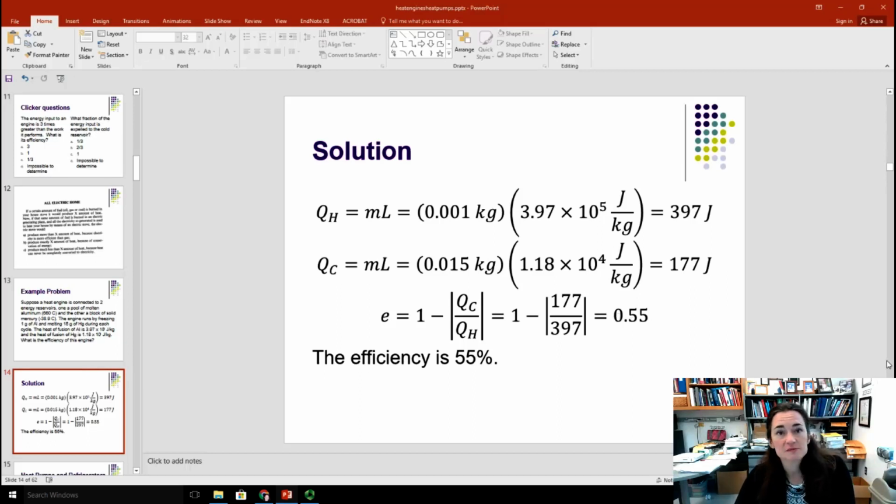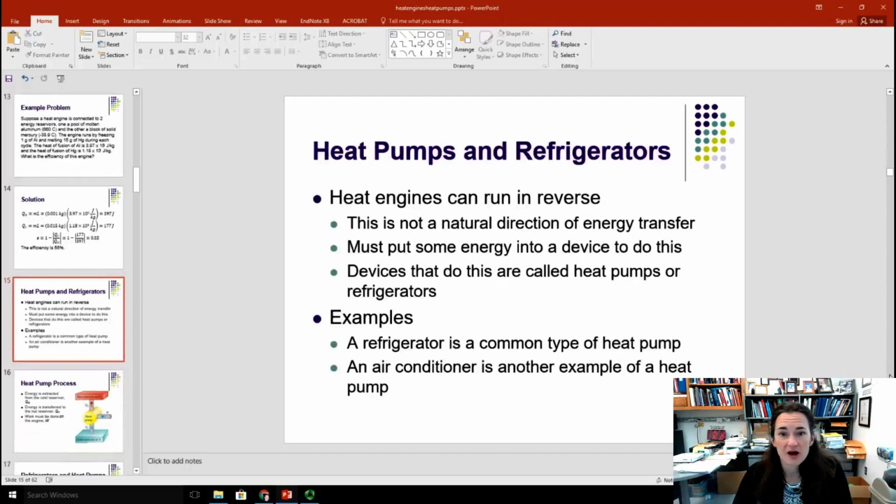Okay, so that's some examples of heat engines. We'll get into more specific engines, specific examples of engines in another lecture. But for now, let's talk about heat pumps and refrigerators. So heat pumps and refrigerators are what happens when you run a heat engine in reverse. So this isn't a natural direction of energy transfer.